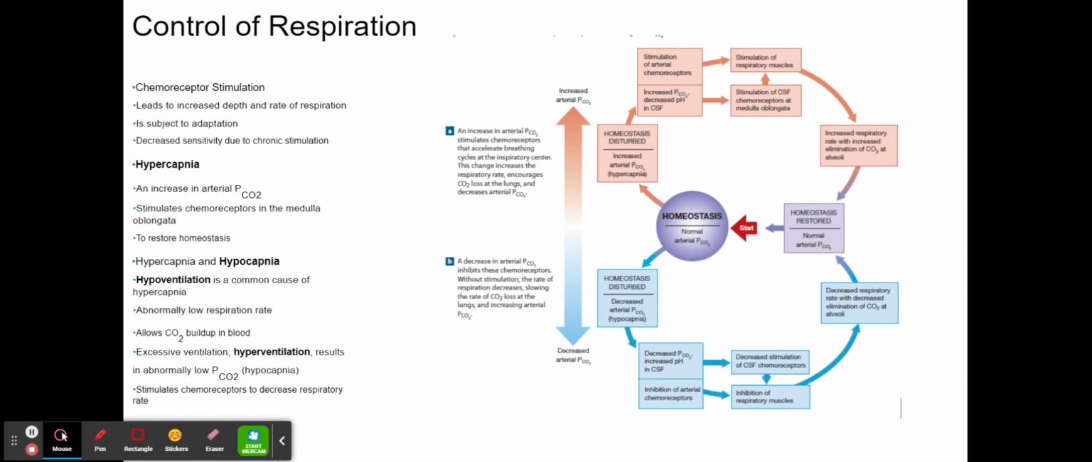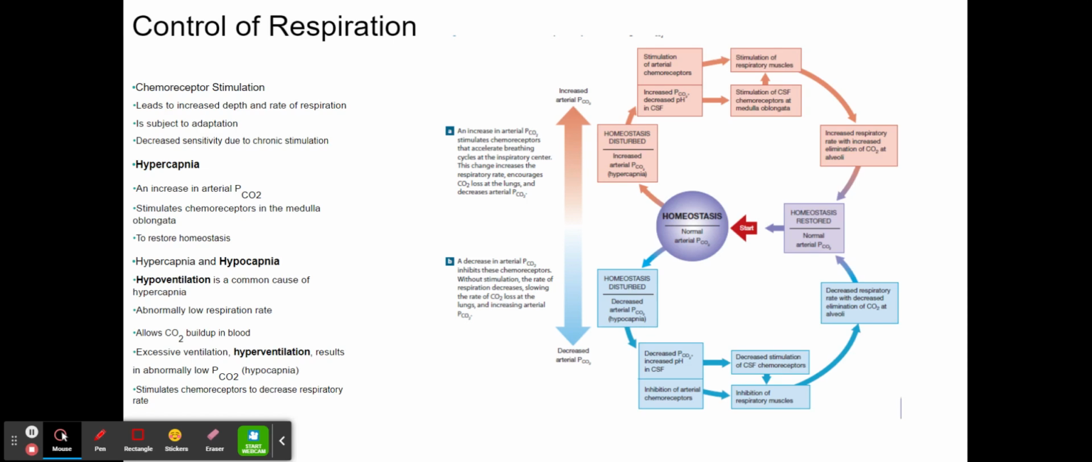The most common cause of hypercapnia is hypoventilation. In hypoventilation, the respiratory rate remains abnormally low and cannot meet the demands for normal oxygen delivery and carbon dioxide removal. Carbon dioxide then accumulates in the blood. If the rate and depth of respiration exceeds the demands for oxygen delivery and carbon dioxide removal, the condition called hyperventilation exists.